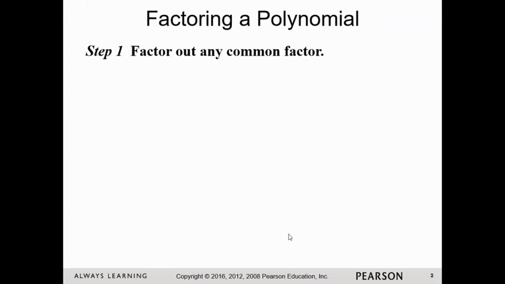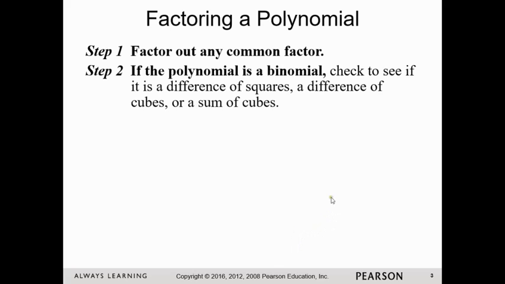So here's the idea when you're factoring a polynomial. First, you factor out any common factor. That's what we talked about, finding out if you have a greatest common factor, you factor that out first. That's step one. Now you look, and if it happens to be a binomial, and remember a binomial is a polynomial that has two terms, the first thing you do is to check and see if it is a difference of squares, a difference of cubes, or a sum of cubes. Remember, there's certain formulas for those, and that's special factoring. So refer to section 5.3 on that.